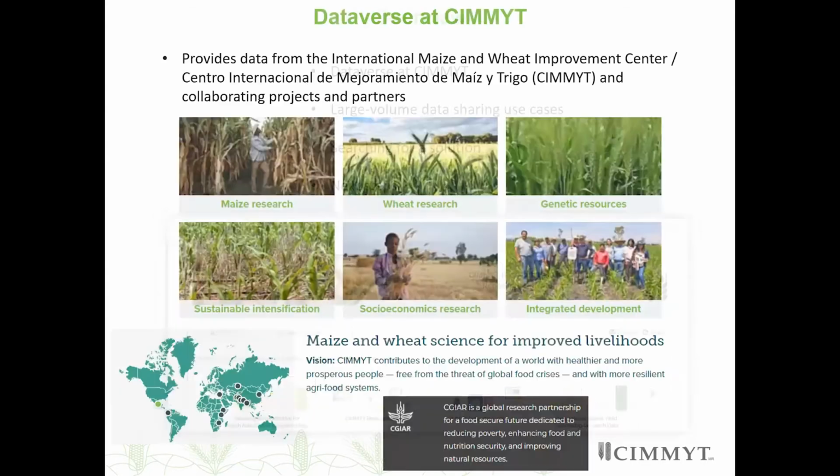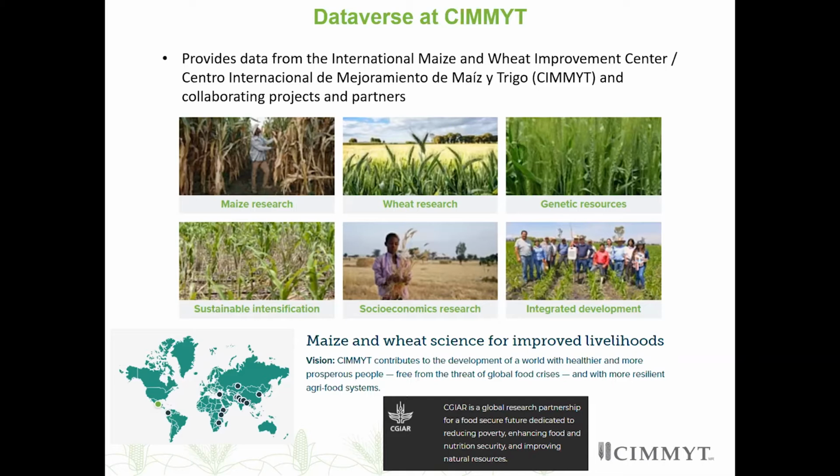To start with, we're referring to Dataverse at CIMMYT, and for those of you who may not be familiar with this organization, this is the Spanish acronym for the name of our organization, the International Maize and Wheat Improvement Center. We're a member of a large consortium of institutions around the world that are focusing on reducing poverty, enhancing food and nutrition security, and improving natural resources. But the particular focus of CIMMYT is on maize and wheat science for improved livelihoods.